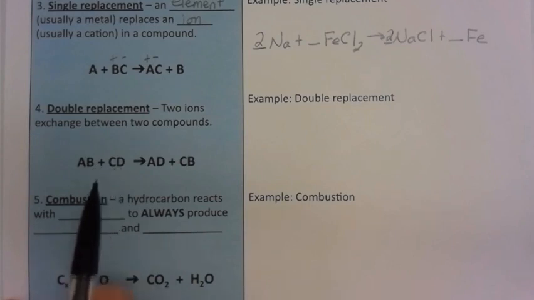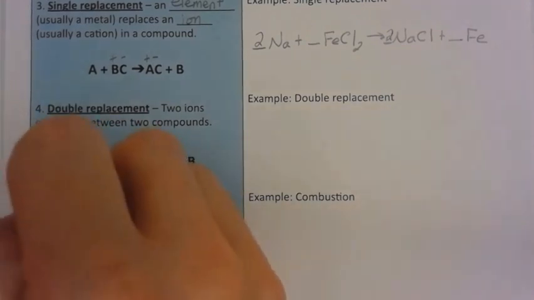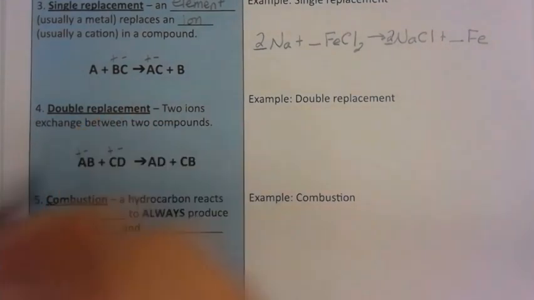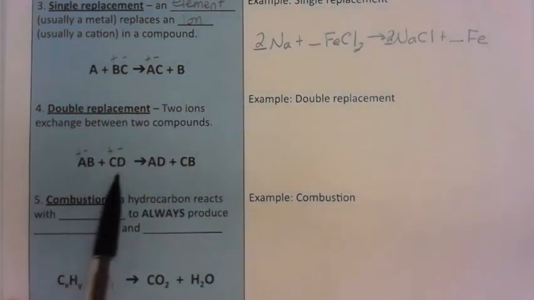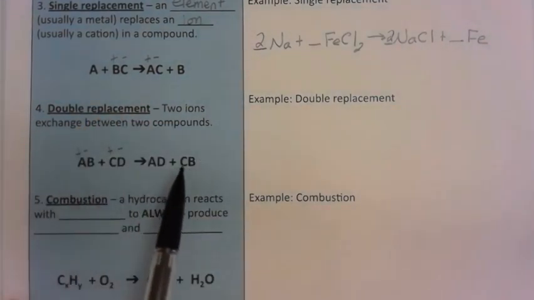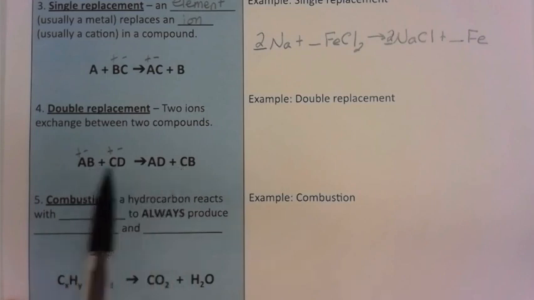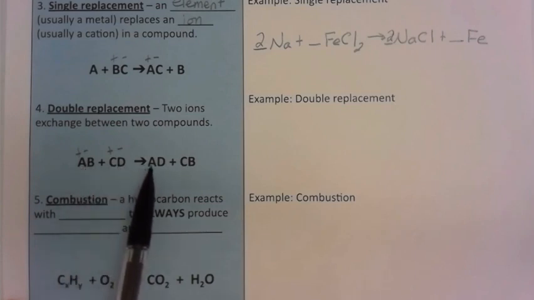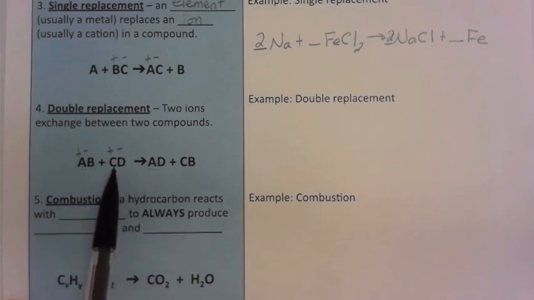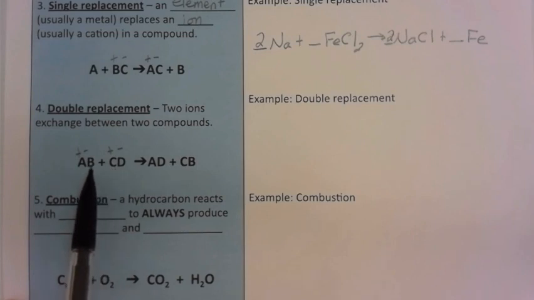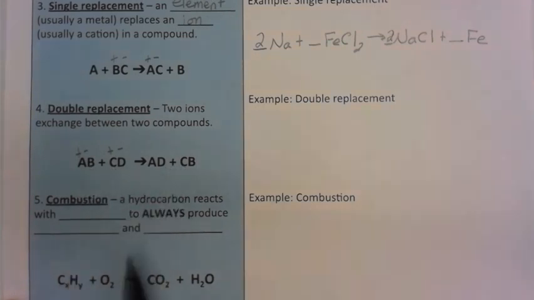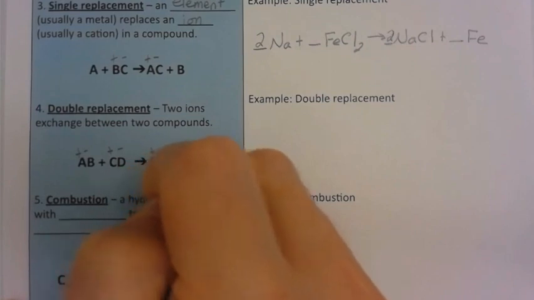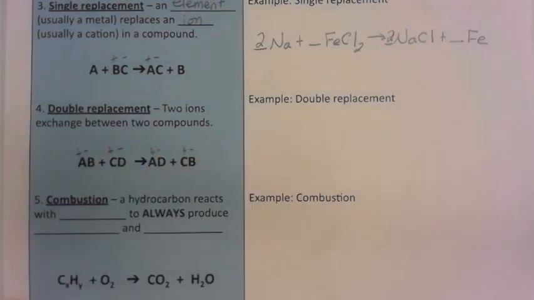We got AB plus CD, again, positive, negative, positive, negative. And so we can't have 2 positive ions combining together on the product side, and we can't have 2 negative ions combining together. So this positive A is going to bond with this negative D, and then this positive C is going to bond with this negative B to form CB. So it always has to stay in that pattern of positive, negative, positive, negative.